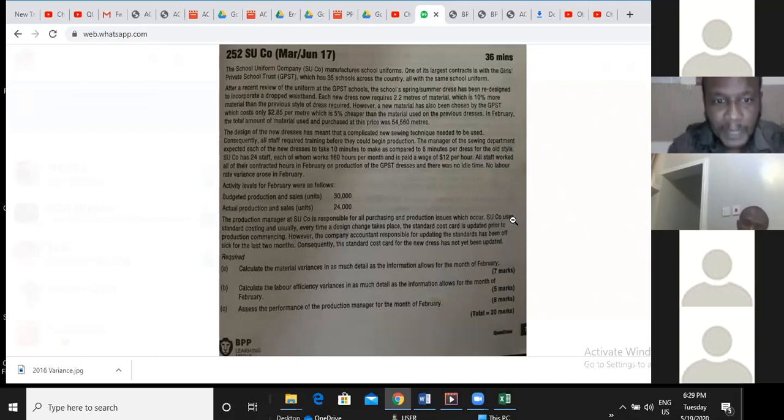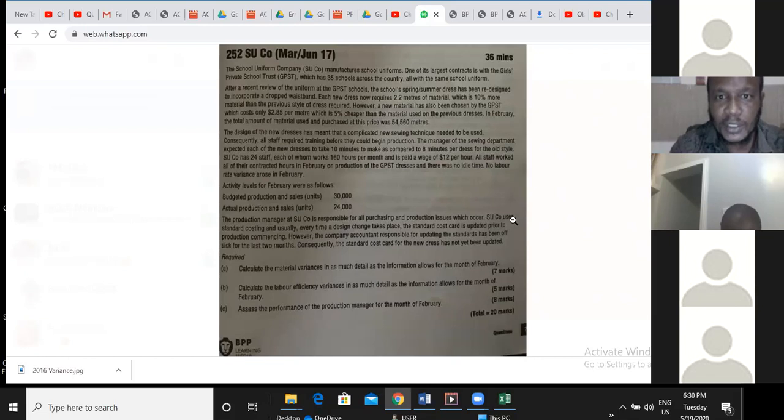So it looks like planning and operational for material, right? So material variances in as much detail as possible. It's not mix and yield. They didn't give us two components. It's just one component of material. So the only way we are going to do the material variance is planning and operational.